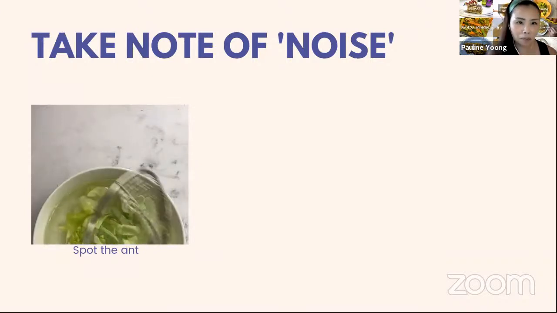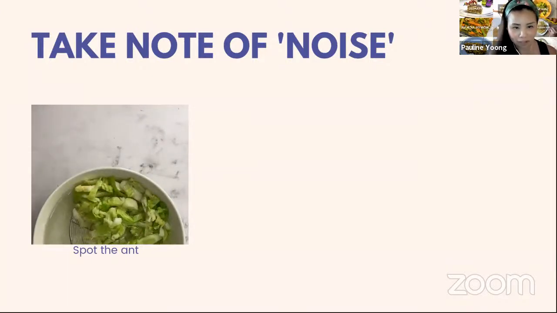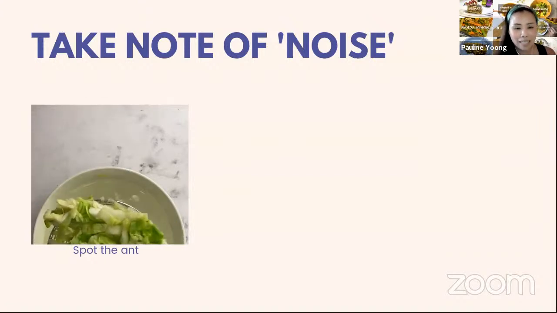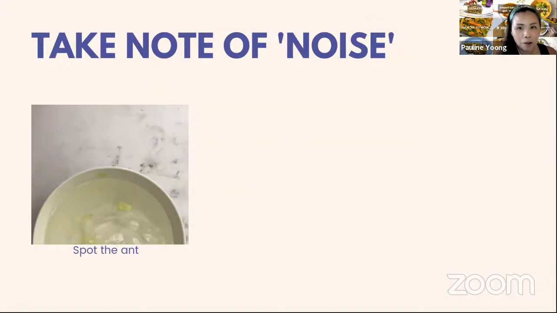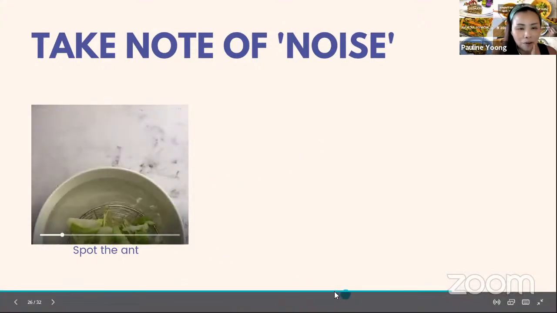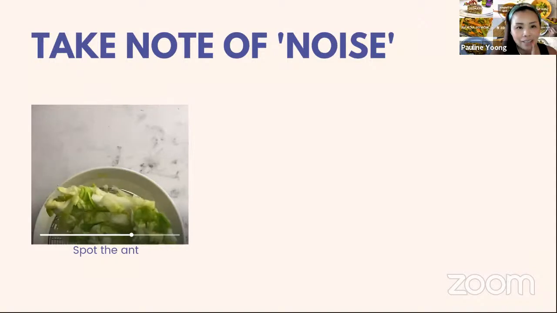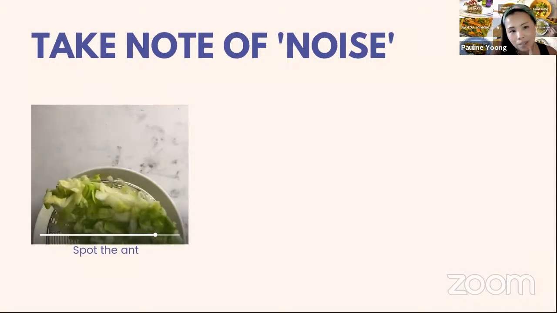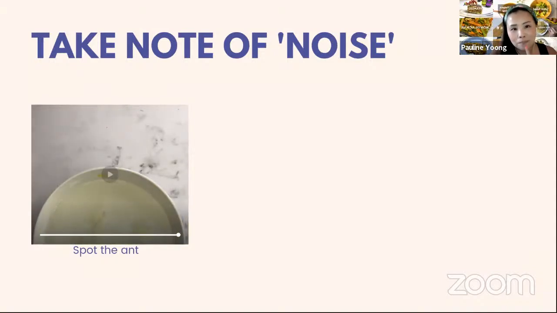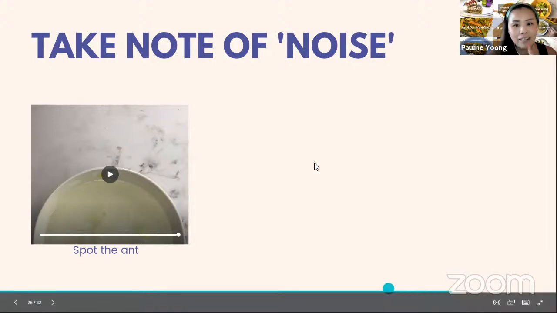Okay, so I'm showing you this because in this first video, there's an ant crawling. Okay, let me play it again. There's an ant crawling. So you just want to make sure that when you shoot your video, there are no insects crawling. I think it can be a bit messy or a bit disgusting if you have insects crawling around when you're preparing.